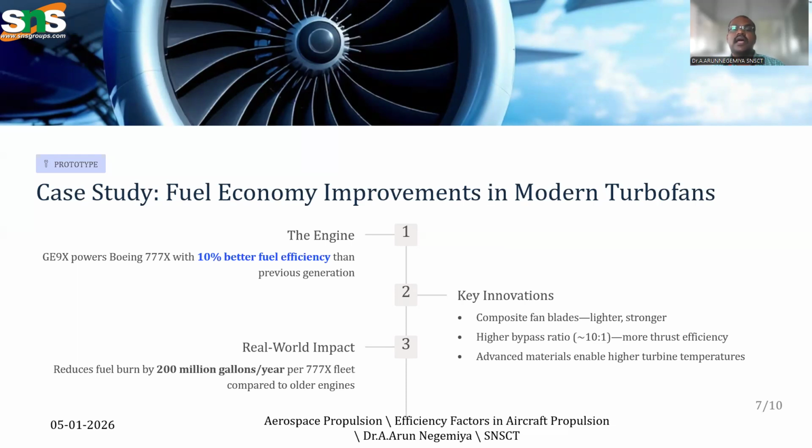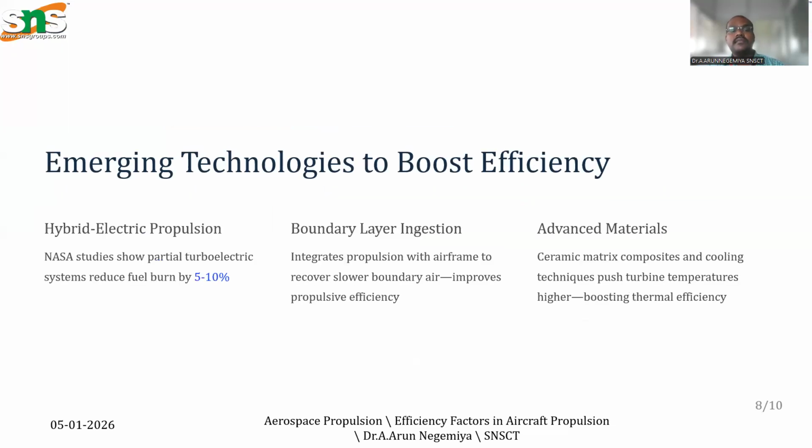In the key innovations, composite fan blades have been used, and the high bypass ratio improves the thrust efficiency. Next, emerging technology to boost efficiency. Here there are three criteria. One is called hybrid electric propulsion. Here NASA is trying to implement turbo-electric systems. It can reduce fuel burn by up to 10%.